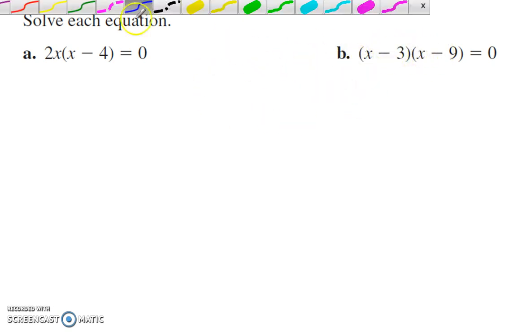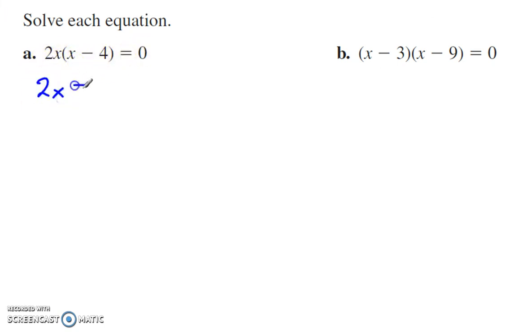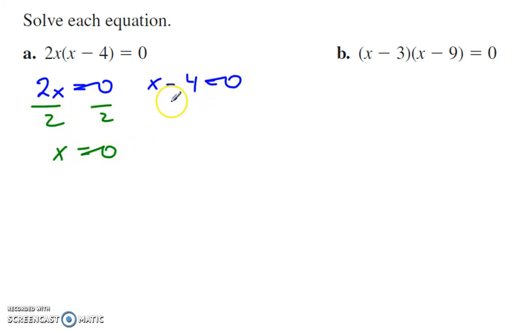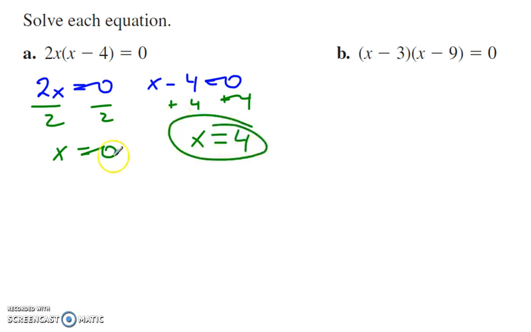One way that we can figure out what x is here is we know that anything times 0 is 0. So either 2x equals 0, or x minus 4 equals 0. I can solve each of those, either here by dividing by 2, and then x equals 0, or here by adding 4 to each side, and then x equals 4. So there are two solutions.